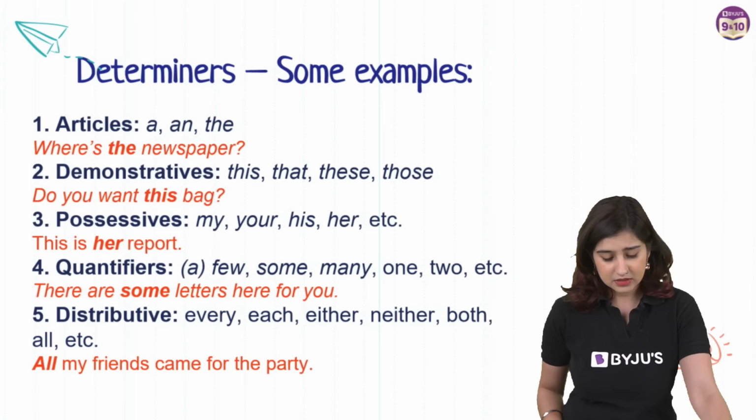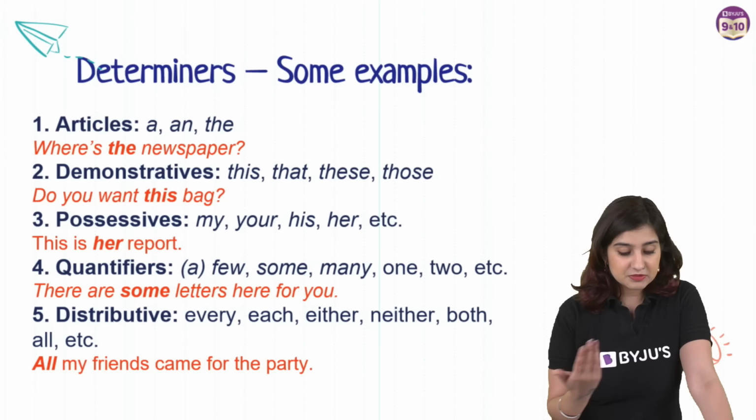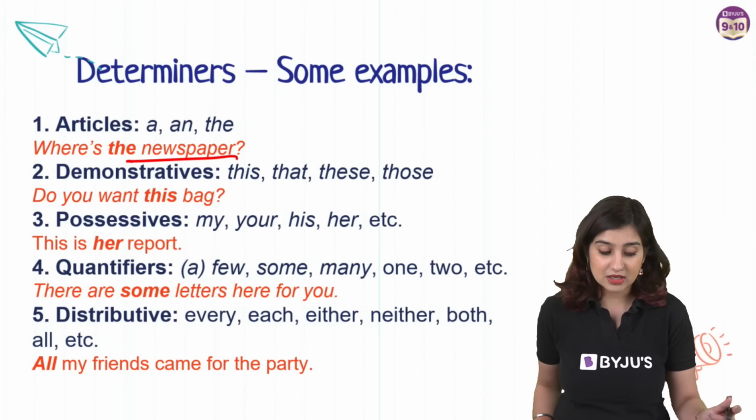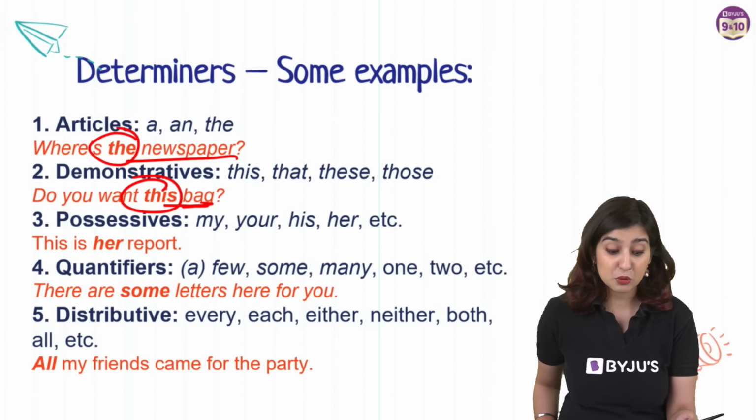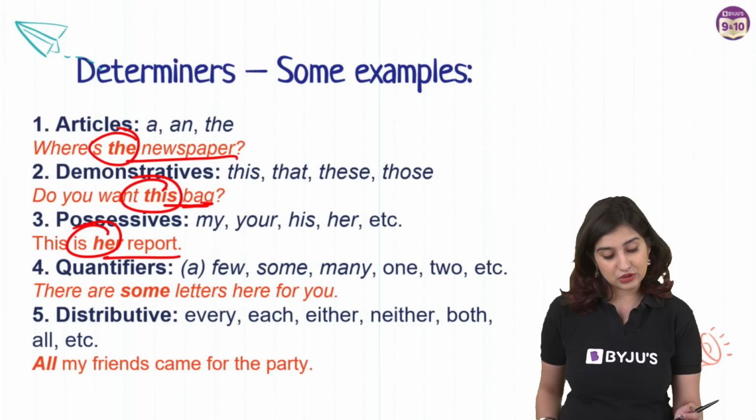Now, let's look at a few examples of these. Like for articles, where's the newspaper? Newspaper is your noun here, the is your determiner. For demonstratives, do you want this bag? Bag is your noun, this is your determiner. This is her report, whose report? Her report, report is your noun, her is your determiner. There are some letters here for you. Letters is your noun, some is your determiner, telling you the quantity of letters.